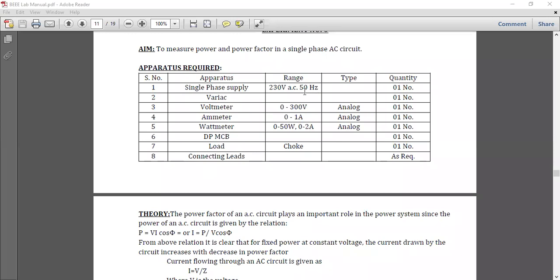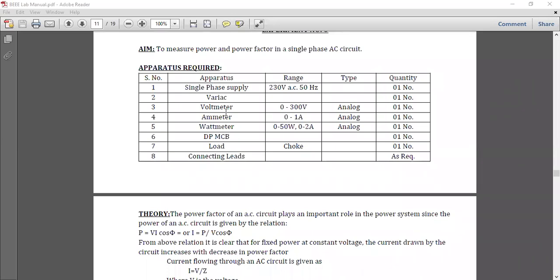volt, 50 hertz supply. Then variac. Actually, variac is the equipment or instrument that is used to vary the single phase supply. Like in this experiment, firstly we have to input the voltage in different steps, like for 150 volt, then 170 volt, then 190 volt, and then 200 and so on.